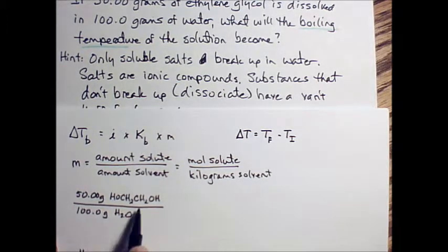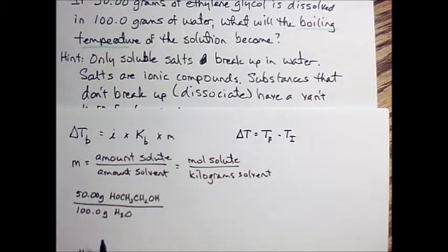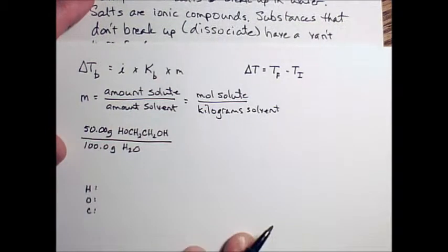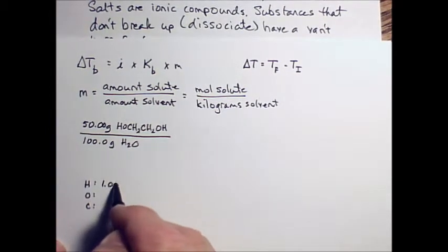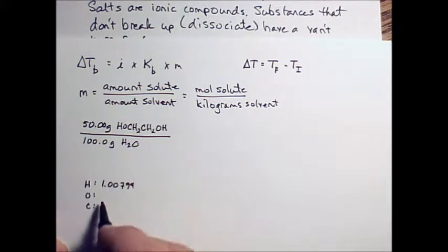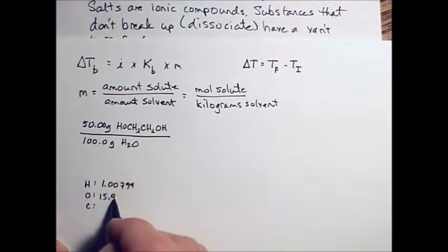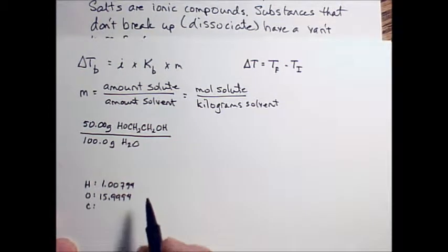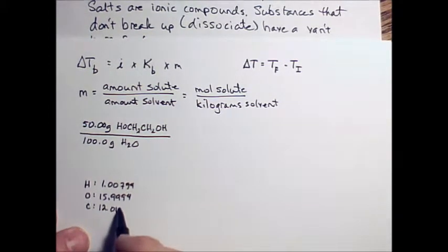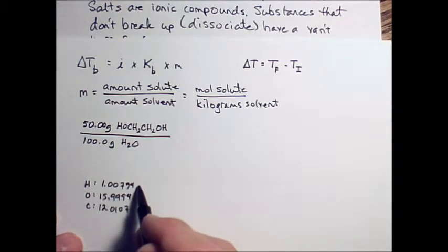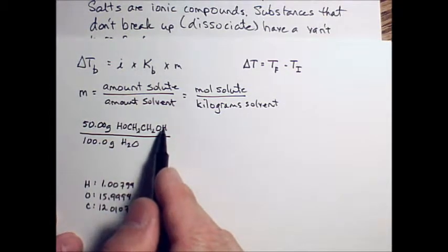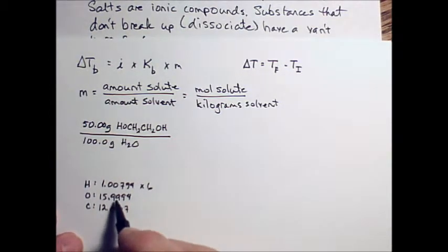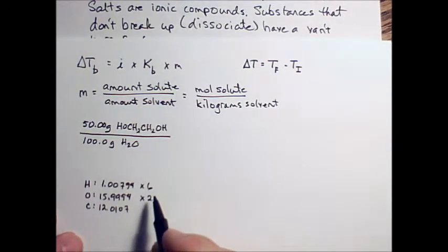We've got hydrogens and oxygens and carbons. Hydrogen's atomic mass is 1.00794. Oxygen's atomic mass is 15.9994. And carbon's atomic mass is 12.0107. All those can be found on the periodic table. That's the atomic mass for each. So we've got 6 hydrogens in the formula, so we're going to multiply this by 6. We've got 2 oxygens in the formula, multiply that by 2. We've got 2 carbons in the formula, so we're going to multiply that by 2.